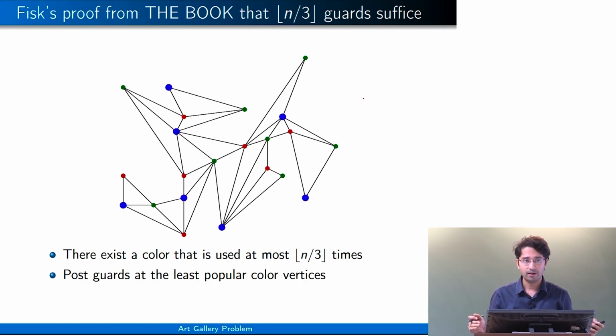And then we will have one guard at each triangle, exactly one guard at each triangle, and that will prove that any polygon can be guarded with n by 3 guards. But we need to show that this graph is 3 colorable.